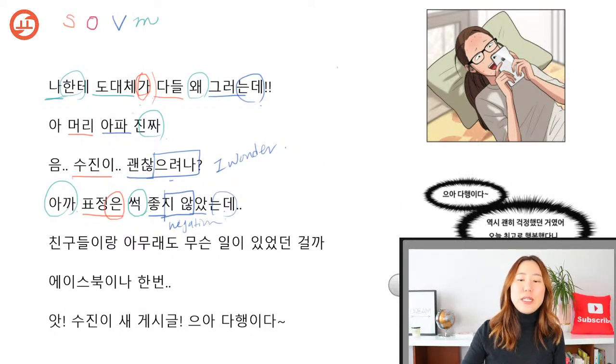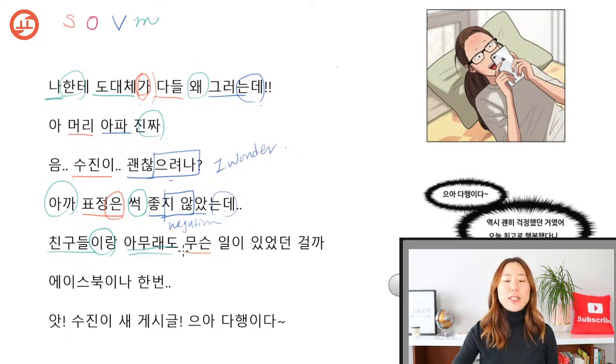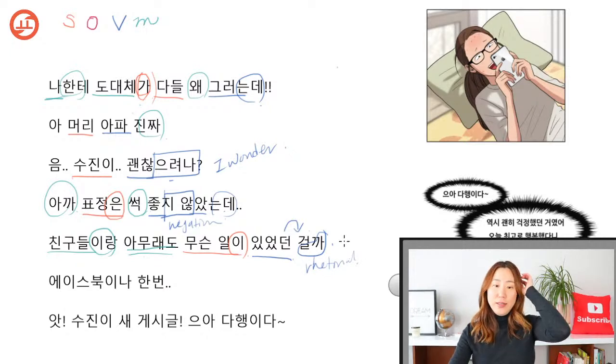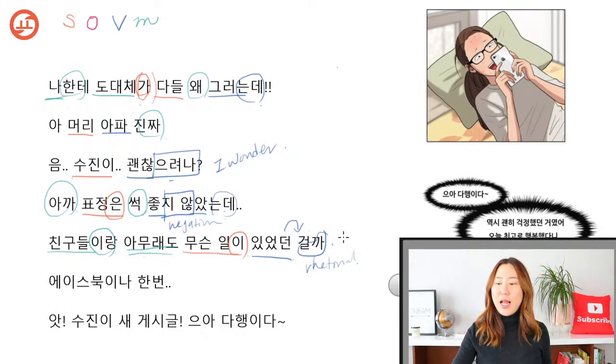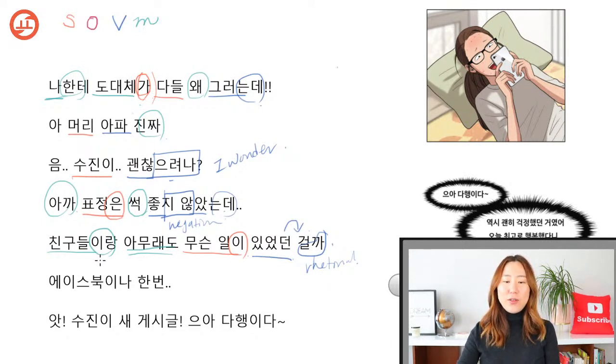네? 친구들이랑, with friends, 아무래도. Anyhow, okay? Anyhow, 무슨 일이, what kind of stuff happened, 있었던 걸까? So this is describing 거 알까? This is a rhetorical question. Okay. Different from 까. What's the mean, Rachel? Which is different from 까? So 아무래도, anyhow, what kind of stuff happened? What is it that happened with the friends? Anyhow, rhetorical question.